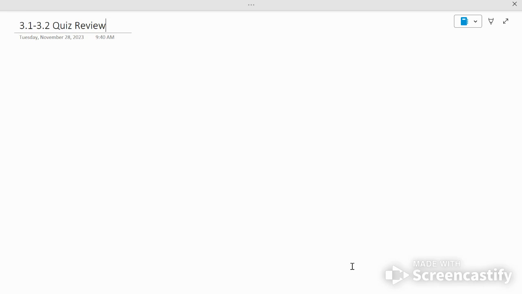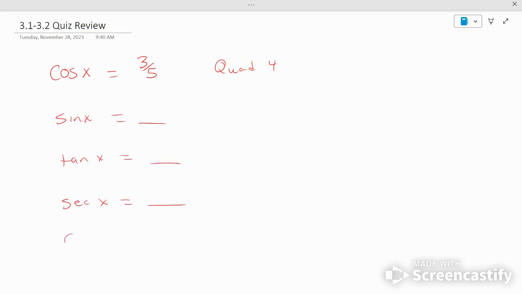Let's say we have the cosine of x equals 3/5, and we're in quadrant 4. What's the sine of x going to equal? What's the tangent of x going to equal? What's the secant of x going to equal? What's the cosecant of x going to equal? And what's the cotangent of x going to equal?